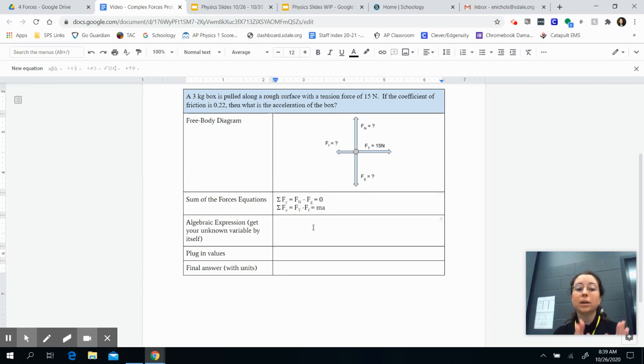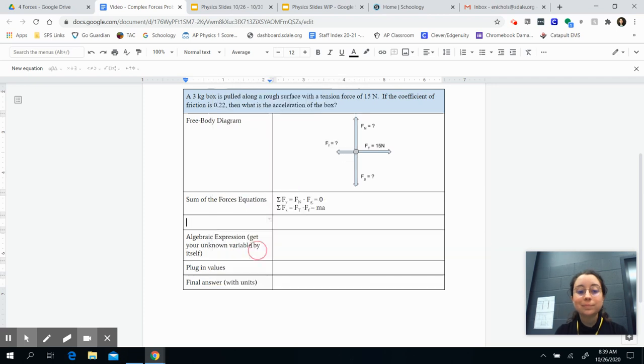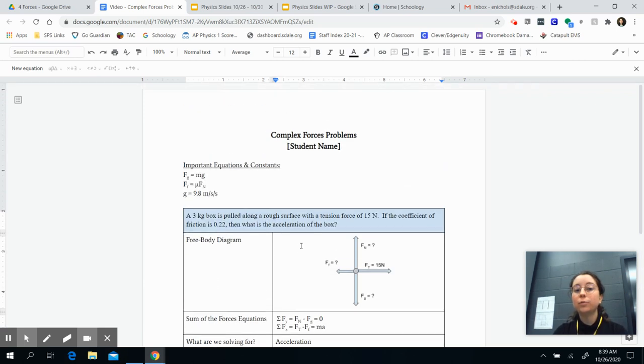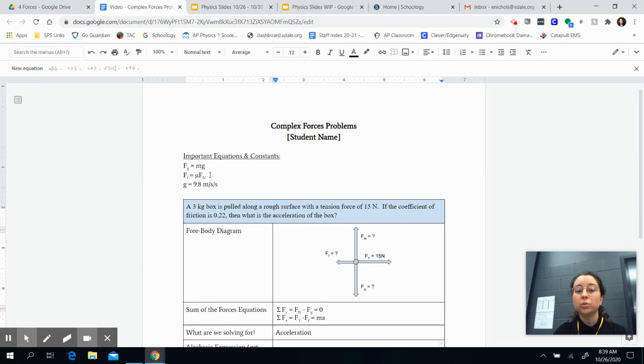Now we are going to make our algebraic expression. So before we do that, I forgot to do this. What are we solving for? You have this box in your practice. We're solving for acceleration. So we need to get a by itself. Okay? So now we got to make our expression. I'm going to go ahead and plug in some formulas. I give you formulas at the top that you can use.